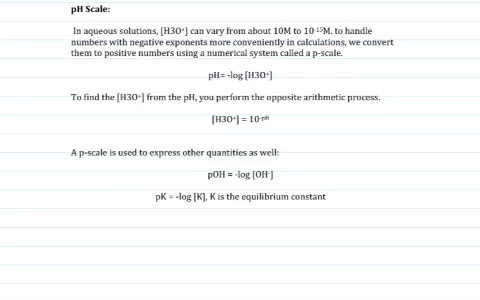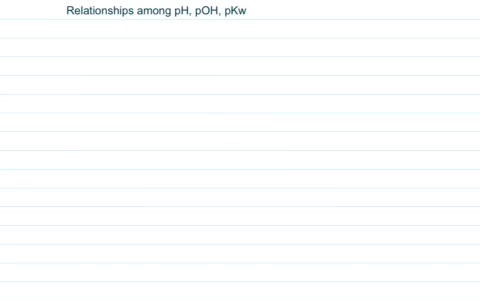A p-scale is used to express other quantities as well. So to find the pOH, you can use the negative log of the hydroxide. If we're looking for the equilibrium constant, the pK, we can find the negative log of that equilibrium constant to find its pK. So we can also see relationships among pH, pOH, and pKw.